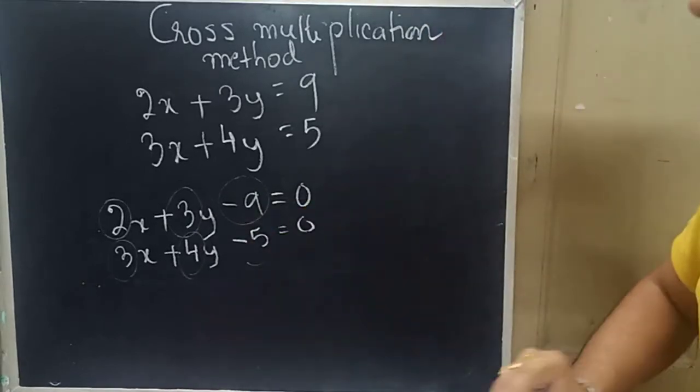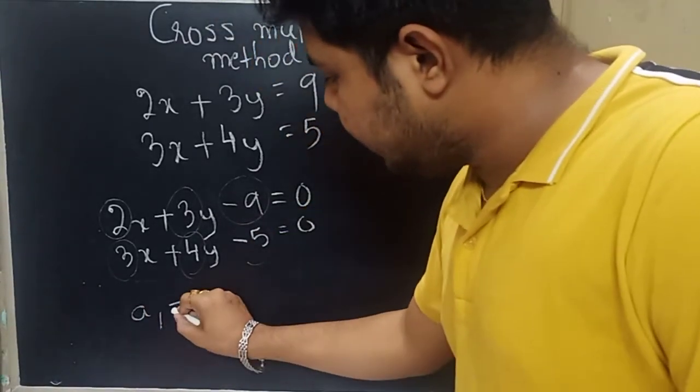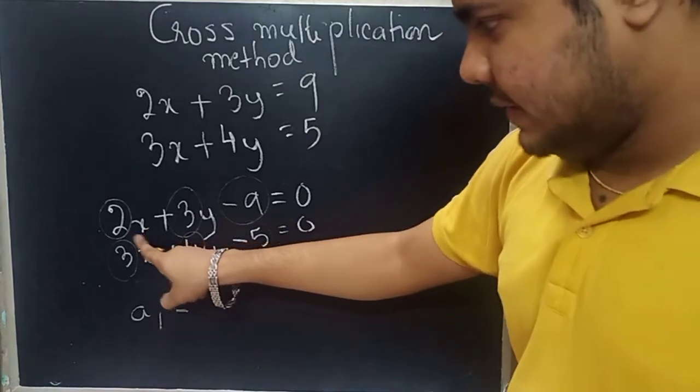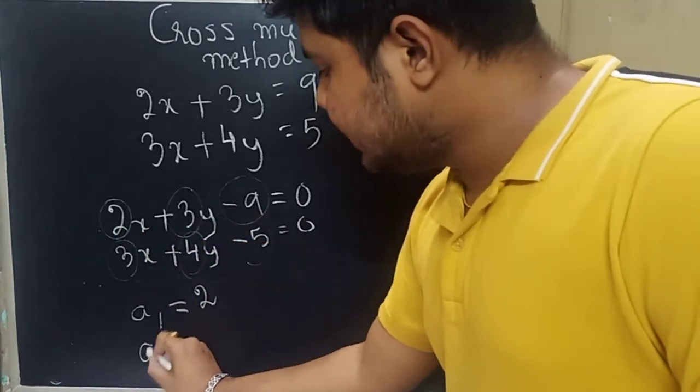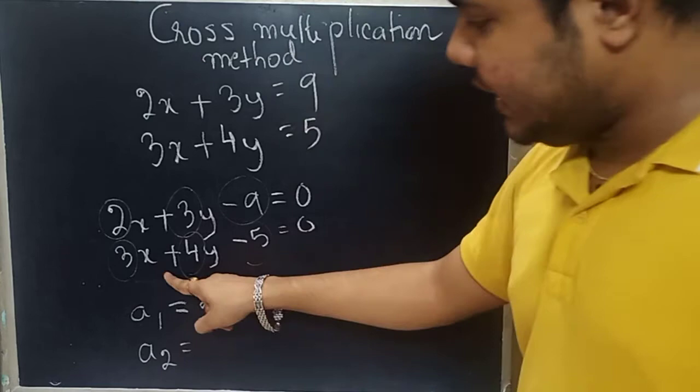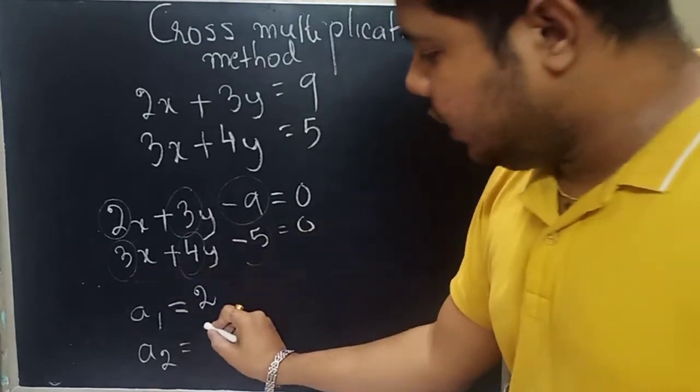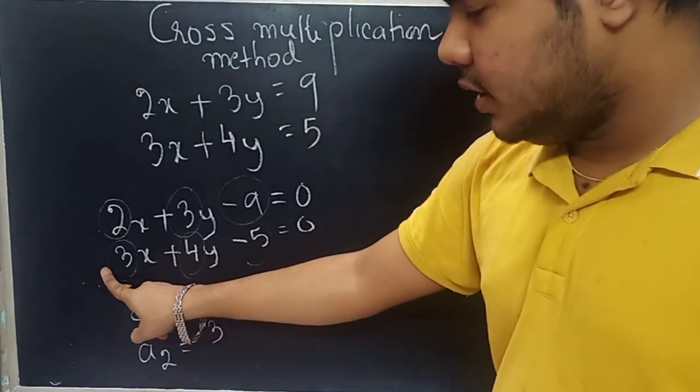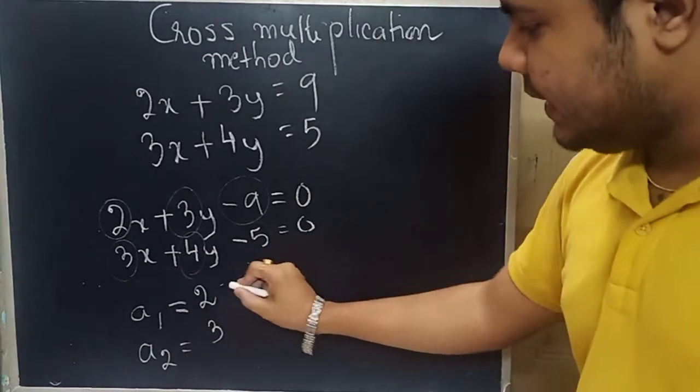So first write the values. What is the value of a1? a1 means the value with x, which is 2. What is a2? a2 is the second equation's value with x, which is 3. Signs for both the values are positive, so I am not writing any sign.